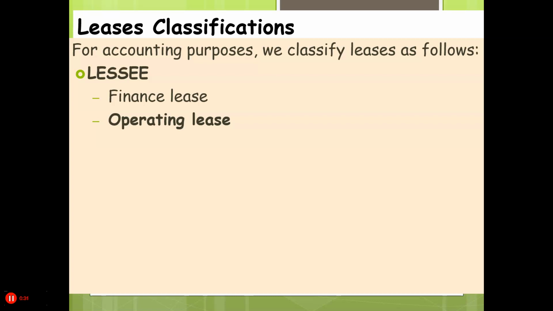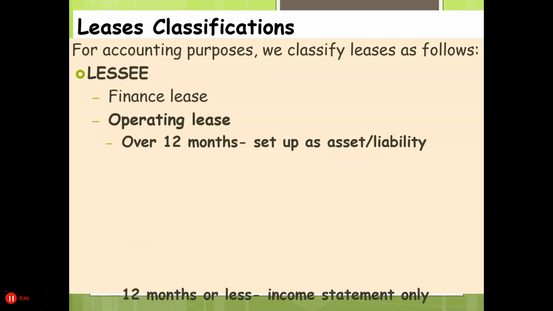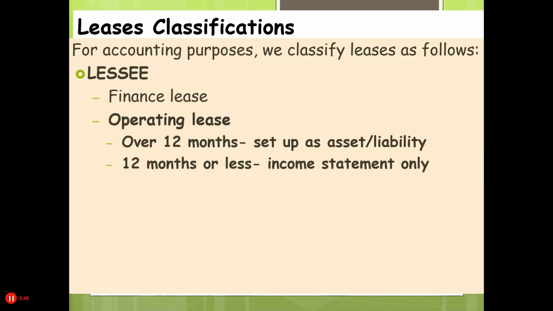Now, an operating lease is a lease that doesn't meet the criteria of a finance lease. But if it is an operating lease and it's over 12 months, we have to set it up as a right-to-use asset. If it's 12 months or less, usually you don't have to, and it only appears on the income statement.